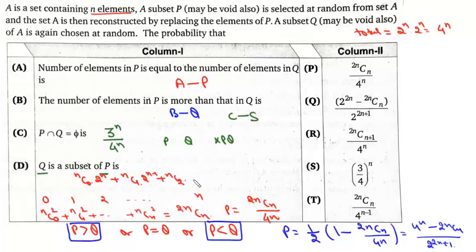And then it will be nC2, 2 to the power n-2, and then it will be nCn, 2 to the power 0, which is nothing but the binomial expansion of 3 to the power n. So favorable cases where Q is a subset of P is 3 to the power n. That means this required probability will be 3 to the power n upon 4 to the power n. So this D also matches with S. So A matches with P, B with Q, C with S, and D with S. And that is the answer to this question.